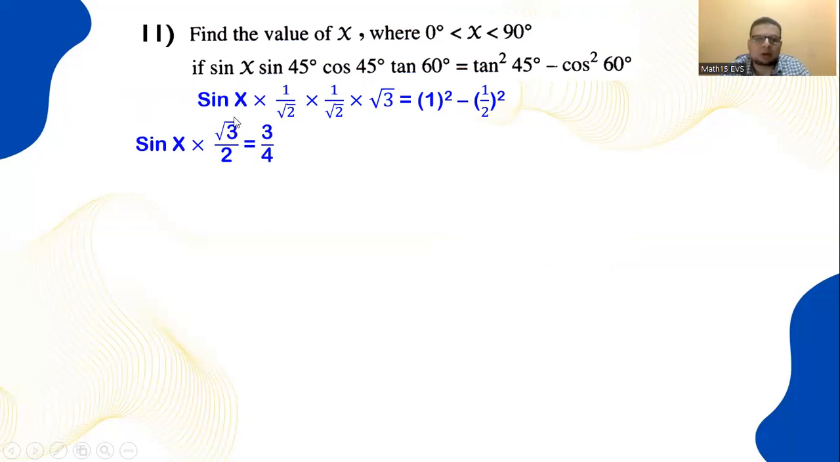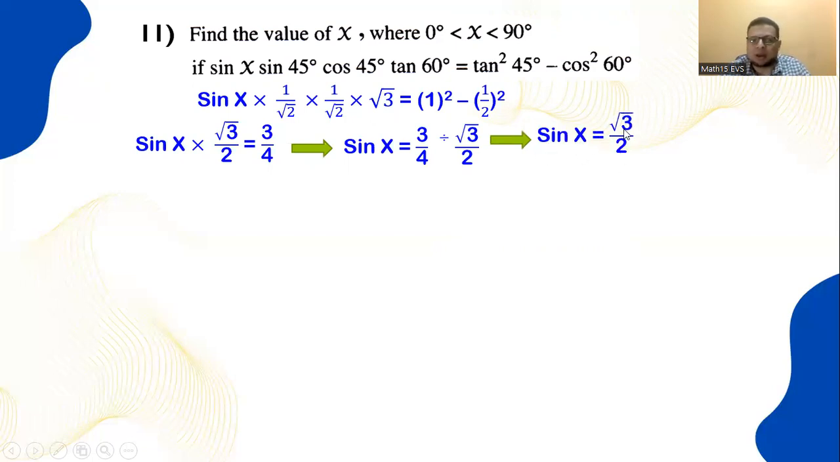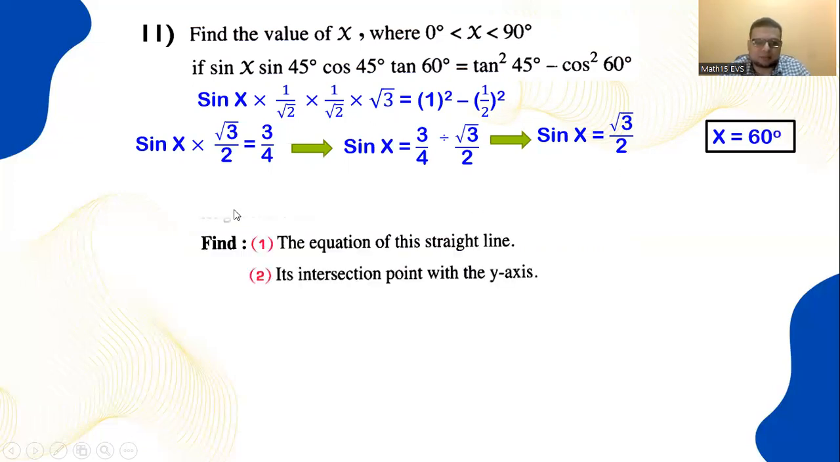So 3 quarters divided by root 3 over 2, you will get sine x. Yes, you divide. You will get what? Root 3 over 2. I need the value of x. Shift sine of root 3 over 2, you will get x equals 60.